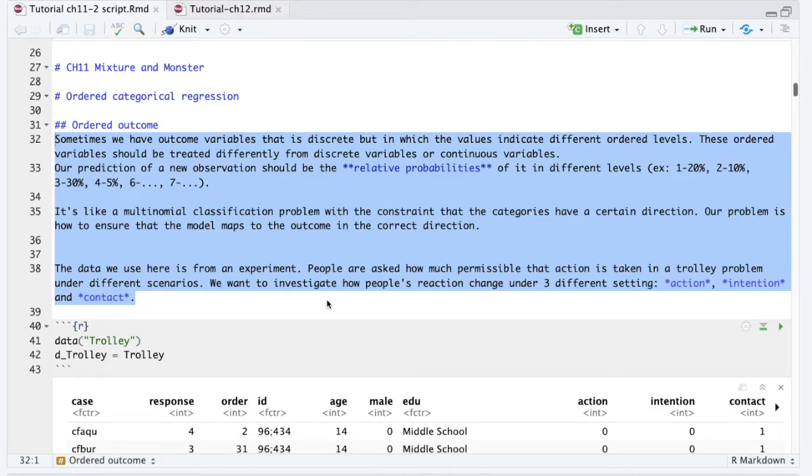Hello everyone, welcome to the second part of the tutorial of chapter 11. In this video, we will learn about ordered categorical regression.